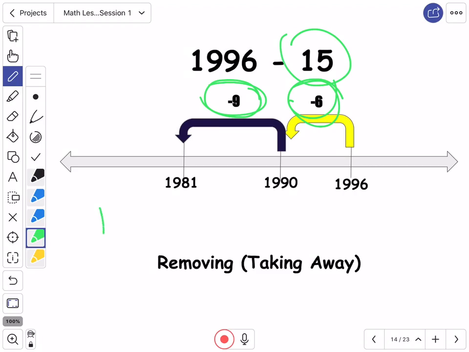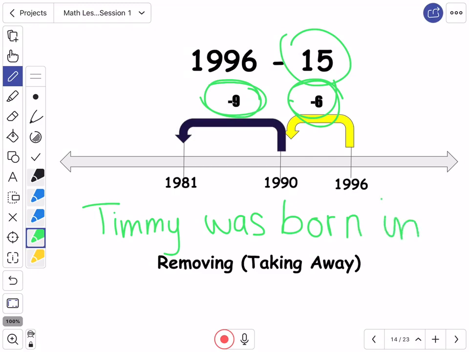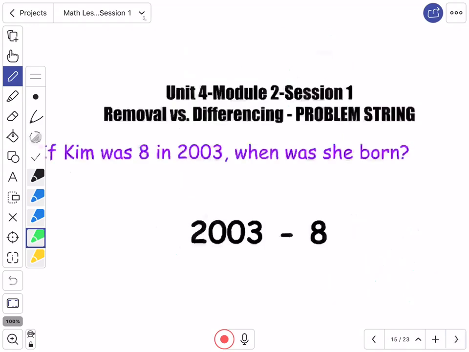So now I know that Timmy was born, no, my Apple Pencil doesn't want to work, in 1981, all right? Okay, there we go, 1981. All right, I'm going to go ahead and move on to the next problem here.